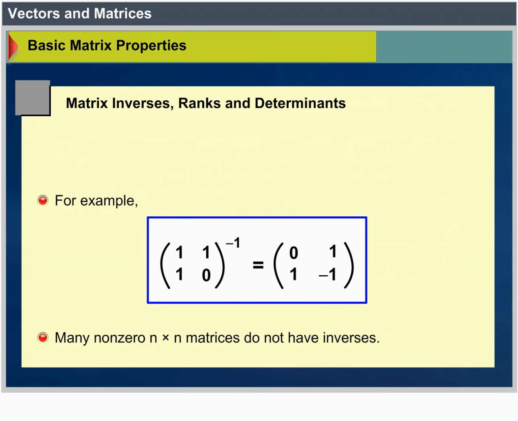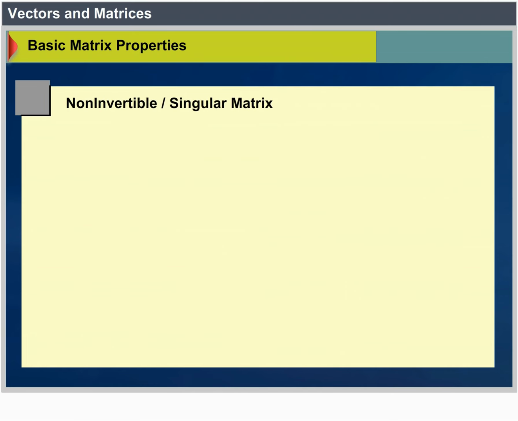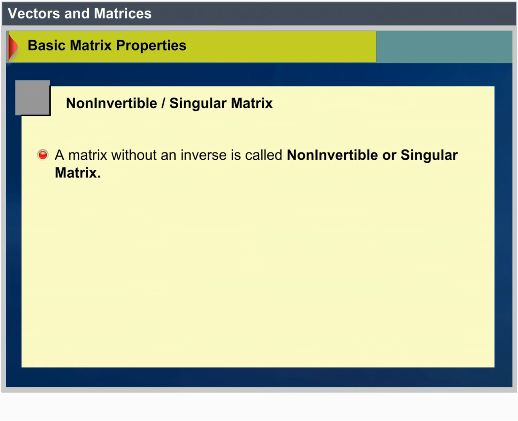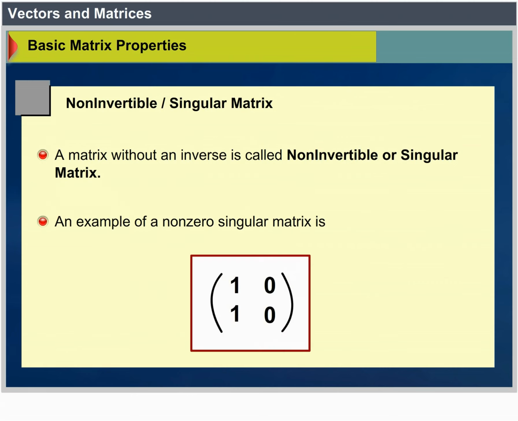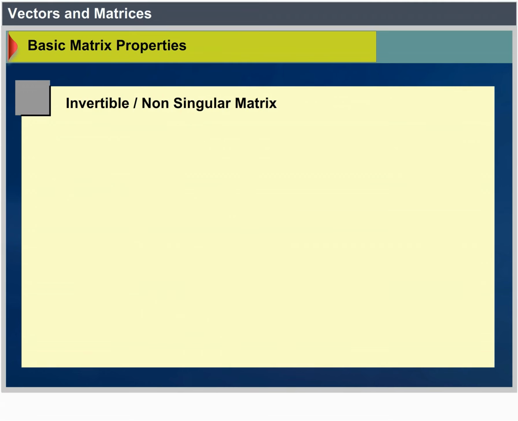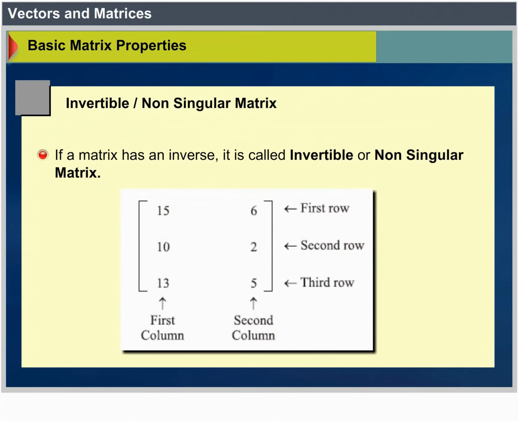Non-invertible or singular matrix. A matrix without an inverse is called a non-invertible or singular matrix. An example of a non-zero singular matrix is shown here. Invertible or non-singular matrix. If a matrix has an inverse, it is called an invertible or non-singular matrix. Matrix inverses, when they exist, are unique.